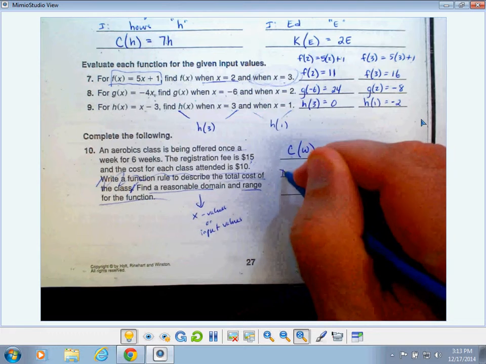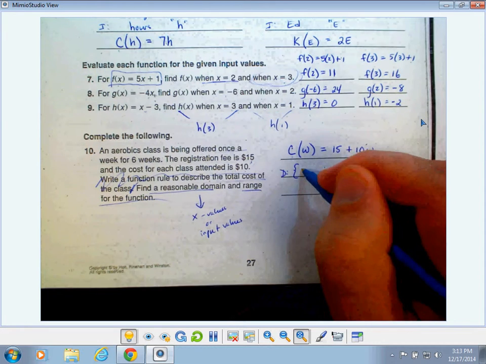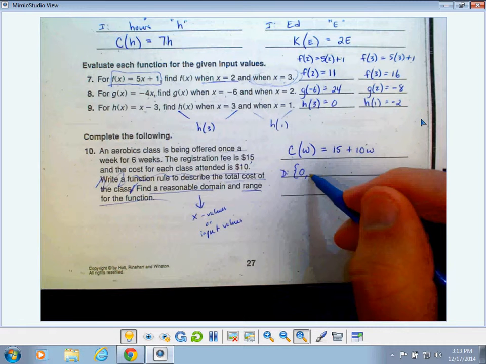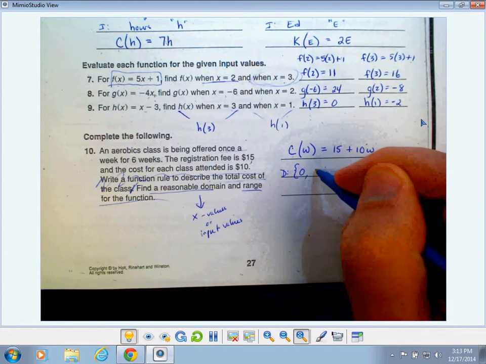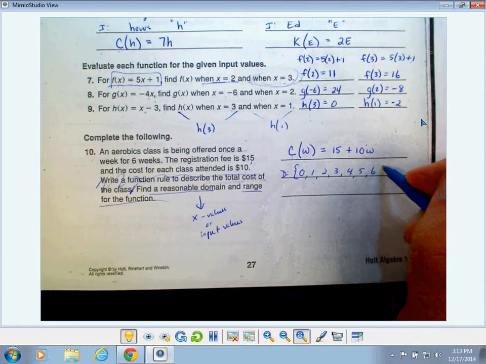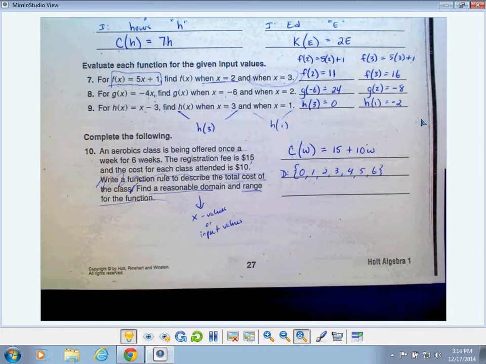So really our domain, a reasonable one, well, technically we don't have to go to class at all, so we could have 0. But there are no negative weeks, so we're not going to have negatives. So we start with 0, and then really we can only go up to 6 weeks. So we could go 0 weeks, 1 week, 2 weeks, 3, 4, 5, or 6 possible weeks, and that's it. So this is a reasonable domain because reasonable describes how many actual possibilities there really are to enter in for W. There really aren't an infinite number because we're limited by the fact that there's only 6 weeks and there is no such thing as a negative number of weeks.